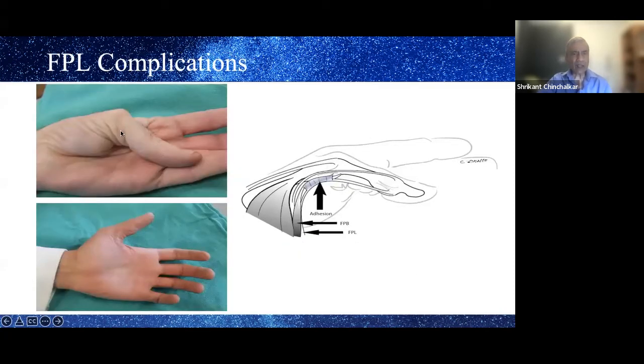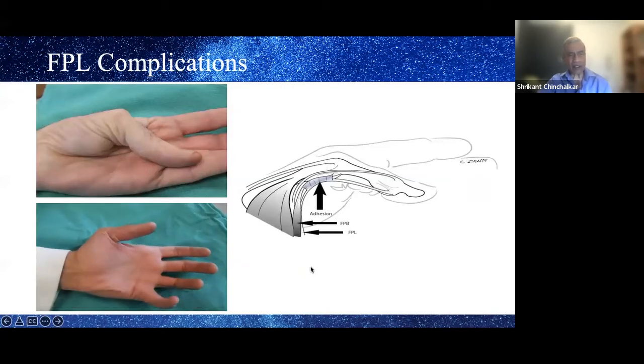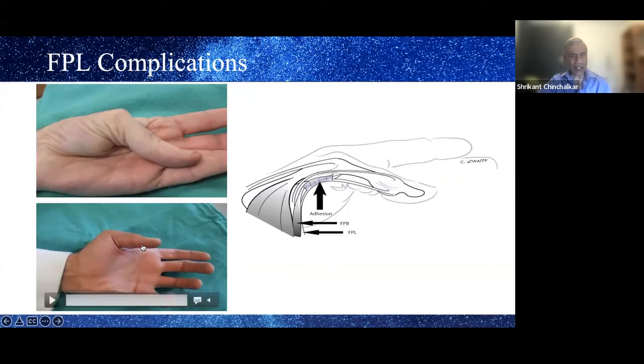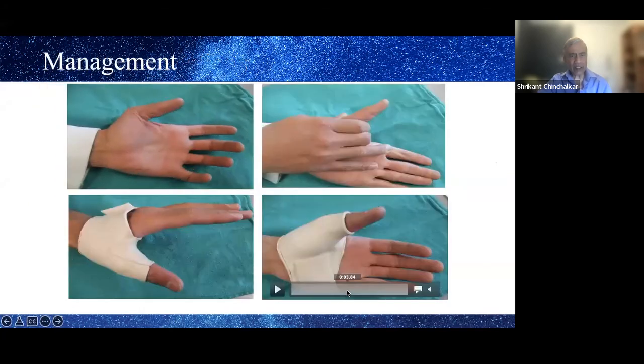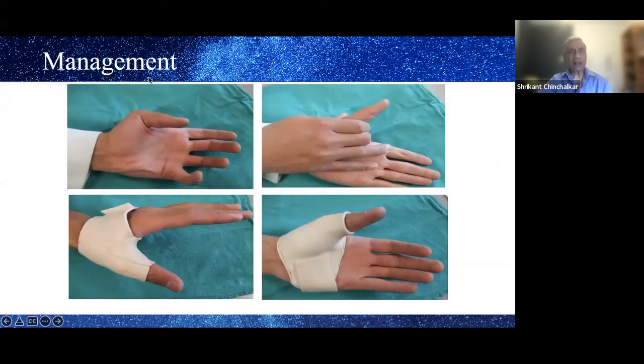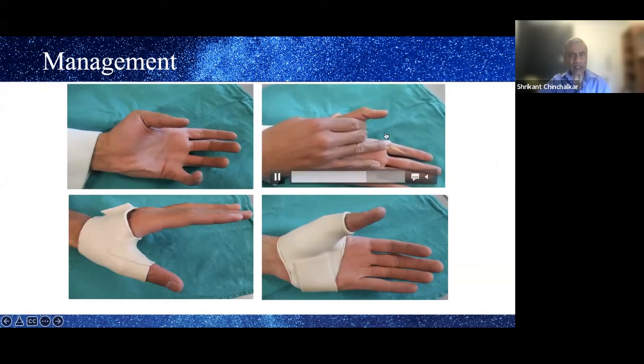So this is a patient who has a hyperflexion of the MP joint, and this particular video will show limited gliding of FPL. So in order for us to manage these types of situations, it's important that we block the MCP and CMC joint, and by blocking the MCP and CMC joint, we can then encourage the patient to perform FPL gliding.